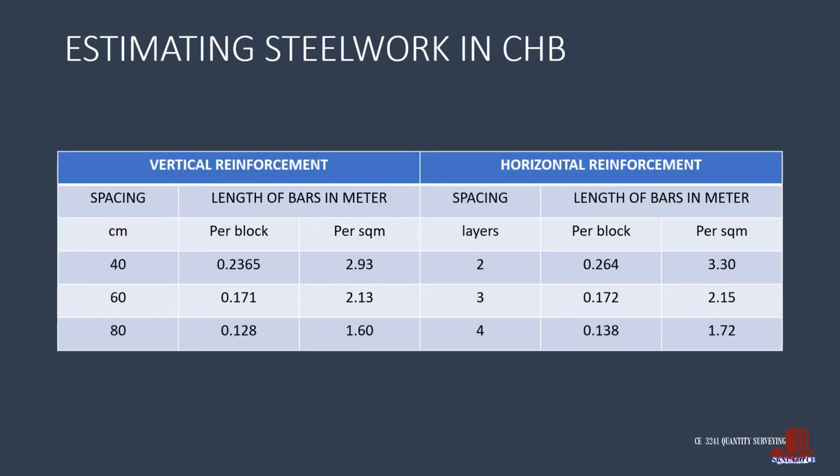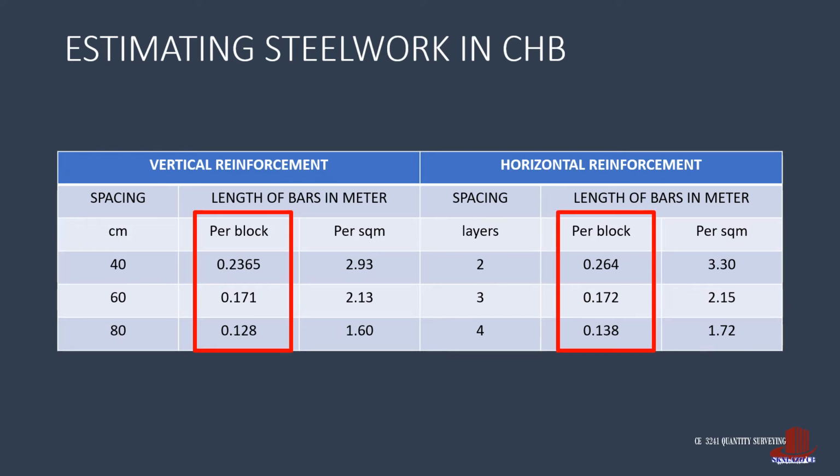The table used for both methods is the one presented. Note that this table contains the two methods which would result in the length of bars for the walls. One is per block and the other is per area. The table is divided into vertical and horizontal reinforcement. For vertical bars, the standard spacing for CHB walls ranges from 40 cm to 80 cm. The horizontal reinforcement varies from 2 layers to 4 layers.